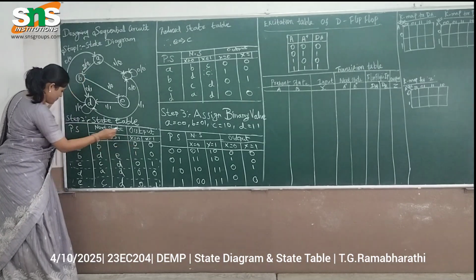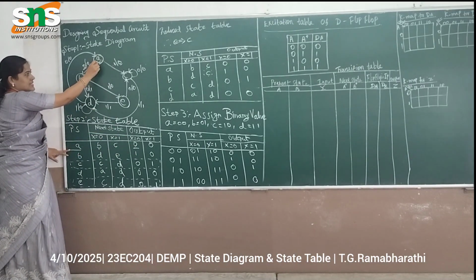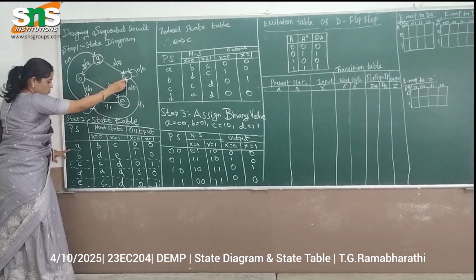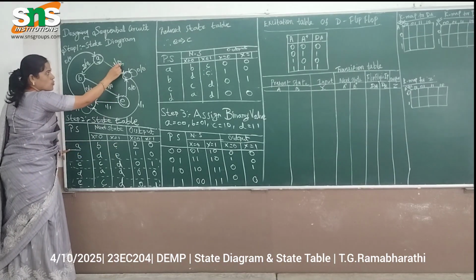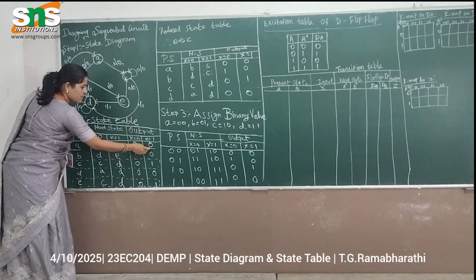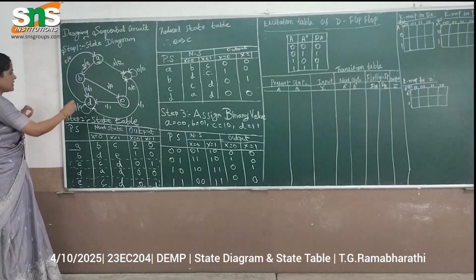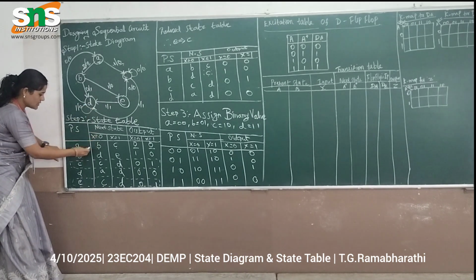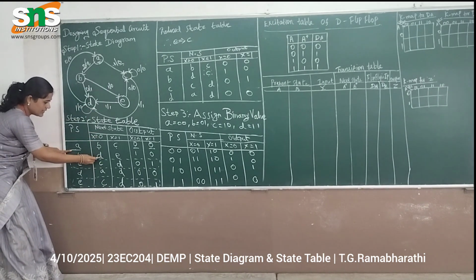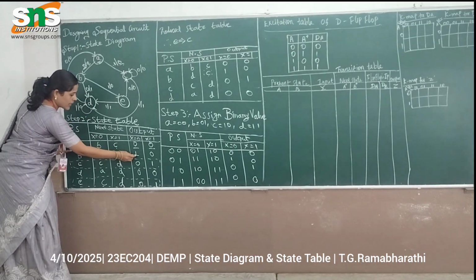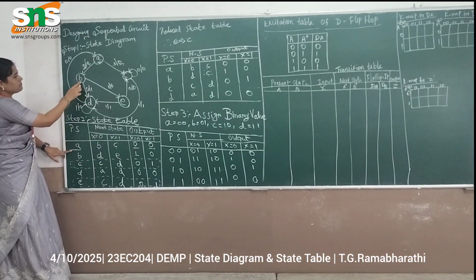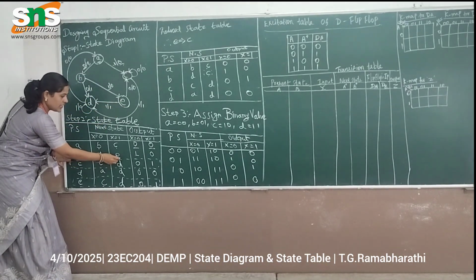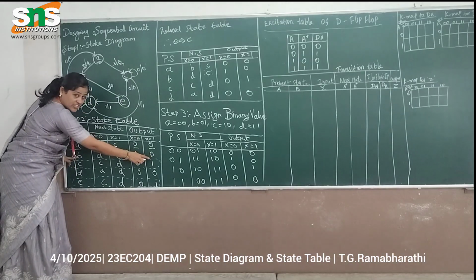And the same state A transitions from A to C when the input is 1. At the same time the output is also 0, so here we write 0. Then next state B. When we give input 0, it transitions from B to D, and at the same time the output is 1, so here we write 1. And input 1 means it transitions from B to E, and at that time the output is 0, so we write 0 here.